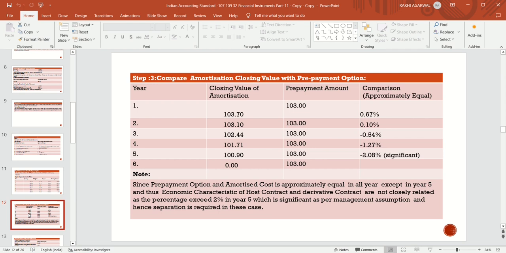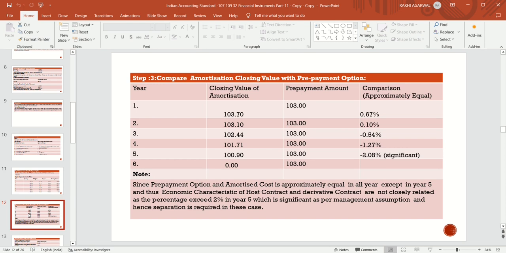And in this case, the prepayment option is constant every year, that is the 3%. So in any year, if the borrower avails the prepayment option, he has to pay along with the principal the penalty of 3 crores. So 103 crore he has to pay. Comparison of amortization closing value with the prepayment option, that is 103 crores every year.